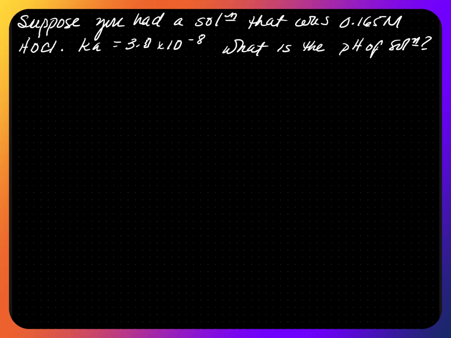This problem is just a regular dissociation of an acid. So we're going to start with our acid because Ka is provided. So we have HOCl, which is going to dissociate partially into H+ (aq) plus OCl- (aq). We're looking for the pH, so we have to do an ICE table at equilibrium.